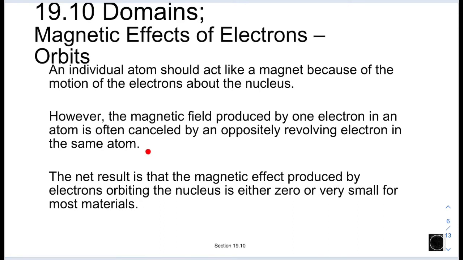So if the first one is revolving or orbiting the nucleus in a clockwise direction, the other one is going to be in a counterclockwise direction, in simple terms. The net result is that the magnetic effect produced by electrons orbiting the nucleus is either zero or very small. So it does not really give an effect on most materials. That is why most materials do not show their magnetic behavior.